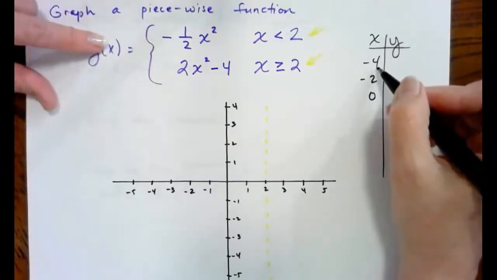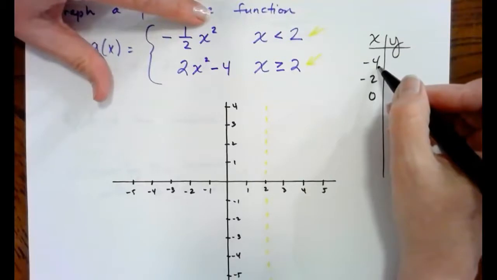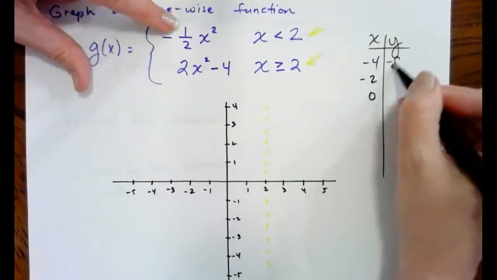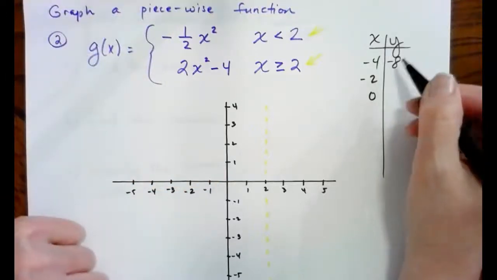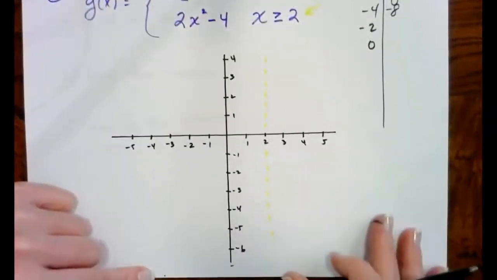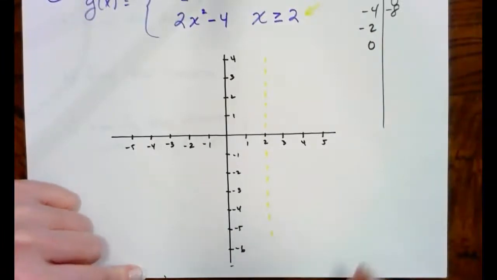-4, g of -4 is going to be -4 squared, which is 16, and -half of that is -8. Now, that is not quite going to fit on our graph, so let's see. If that's 6, that's 7, so it's somewhere down here, right on the very bottom, which I'm just kind of denoting with a dot there.